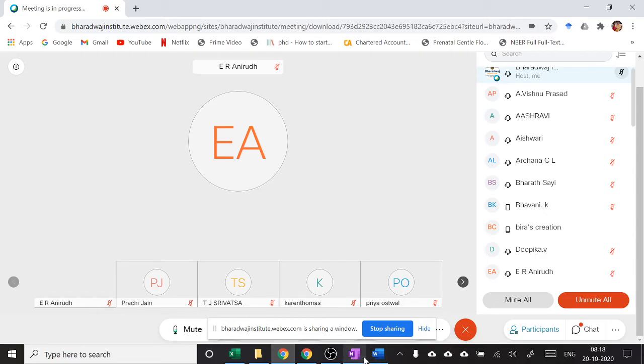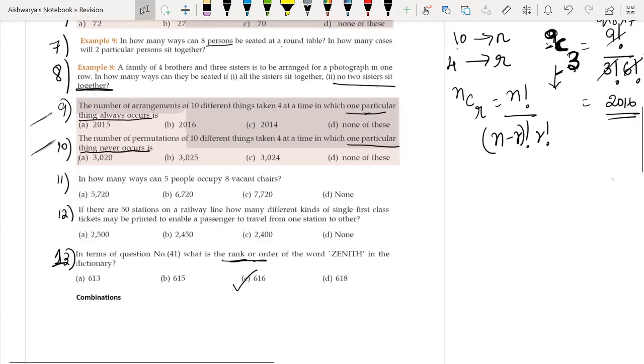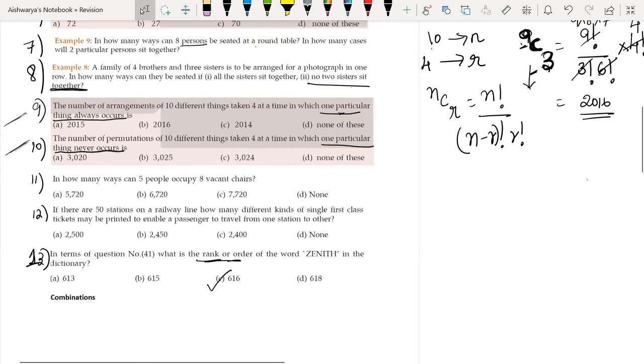Okay. So this is the opposite of one particular thing always occurs. In this, one particular thing never occurs. So I don't want to select one particular thing. Let me remove that one particular thing from the total objects itself. Let me make the total number of objects 9 because I don't want that one particular thing. I want to remove it and throw it. So I am removing that one object and putting it in a basket which I don't want. So I have only 9 left now.